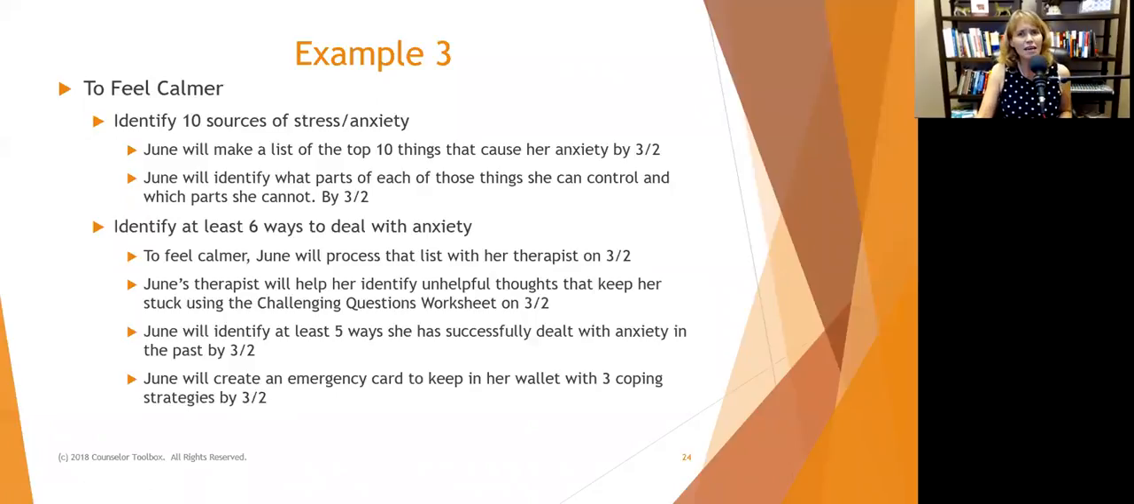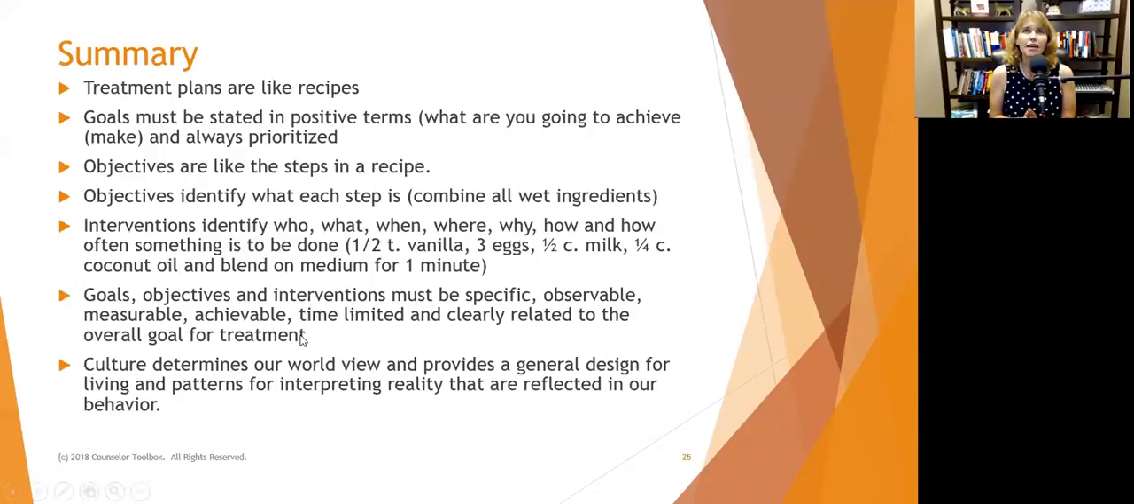And a lot of times, whether you want to call it placebo effect or relief or a sense that they're actually making progress, they will start showing marked improvements at the beginning if we can keep them involved and engaged. So treatment plans are like recipes.